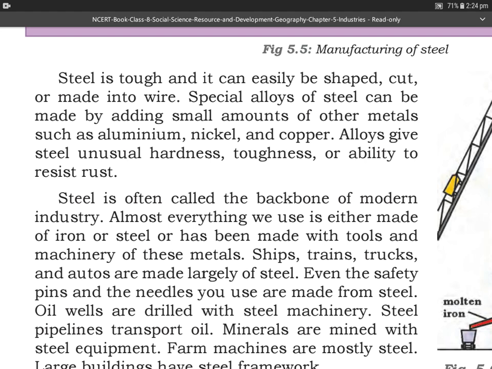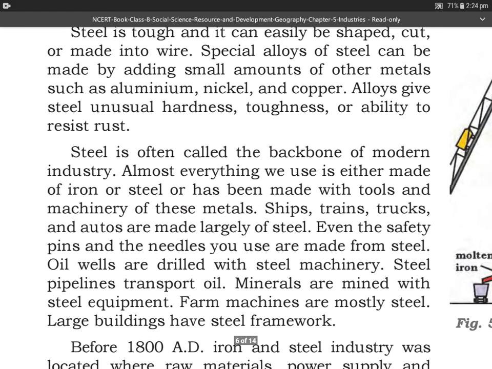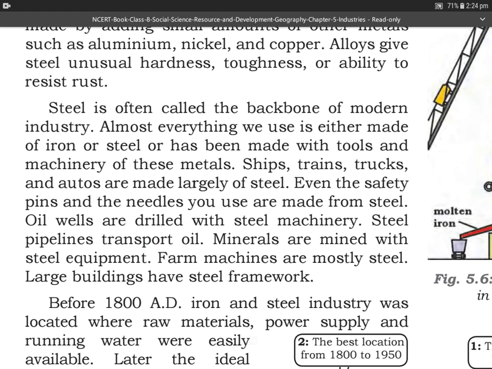Almost everything we use is either made up of iron or steel or is made with tools and machinery of these metals. Ships, trains, trucks and autos are made largely of steel. Even the safety pins and needles you use are made from steel. Oil wells are drilled with steel machineries. Steel pipelines transport oil. Minerals are mined with steel equipment. Farm machines are mostly steel. Large buildings have steel framework. So this is the importance of steel. We cannot imagine our life without steel or iron.